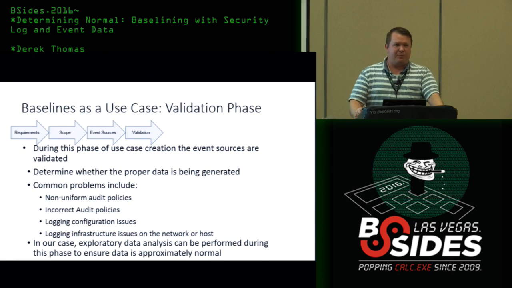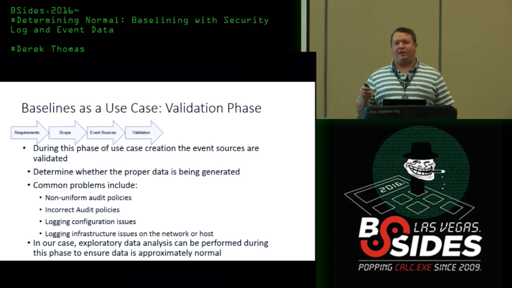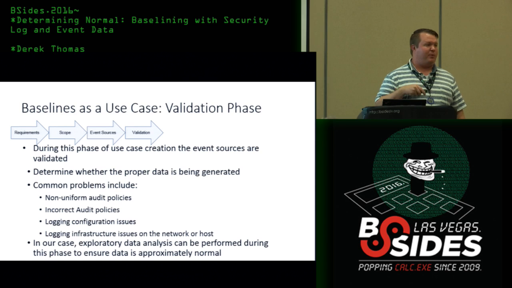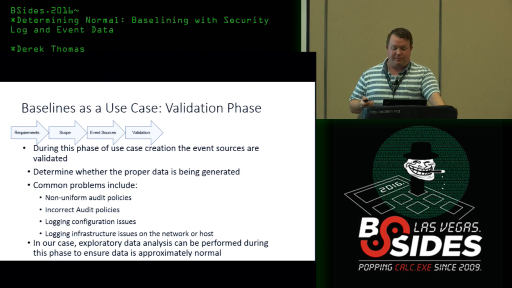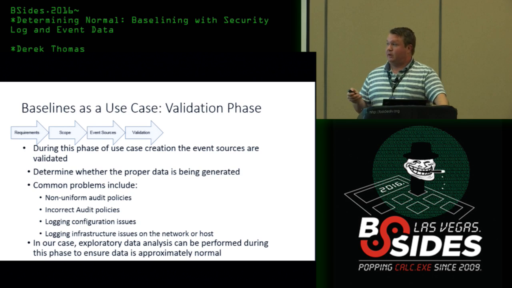So we're going to talk about validation. This is probably where most of the work goes in when you're doing baselining. So during this phase, event sources are validated. You want to make sure that the events are coming in, that you're receiving them in a simple use case. And common problems will include non-uniform audit policies. So for example, you might have audit settings on one domain controller that have been applied locally, but not across all your domain controllers. So on one, you might be getting logon success, and on another, you may not. So having a very uniform policy is very important.